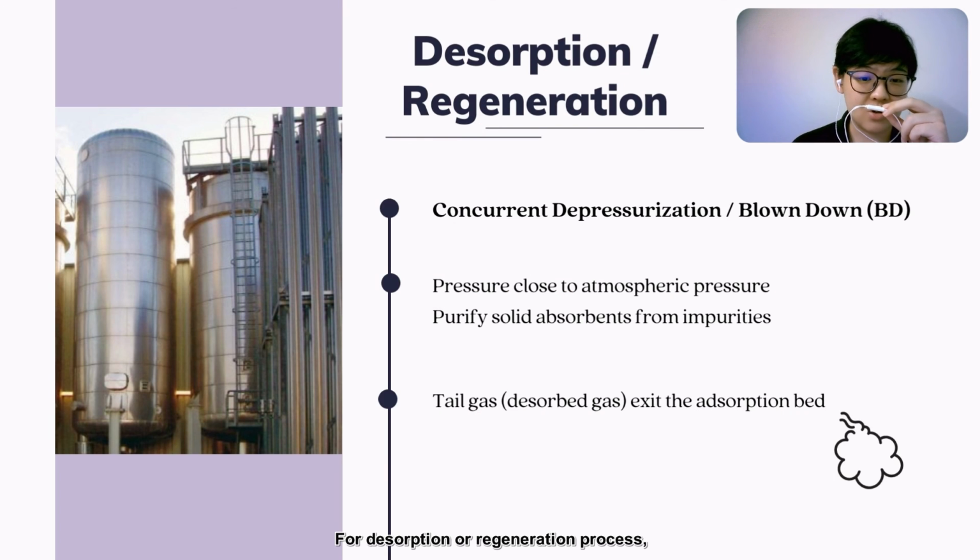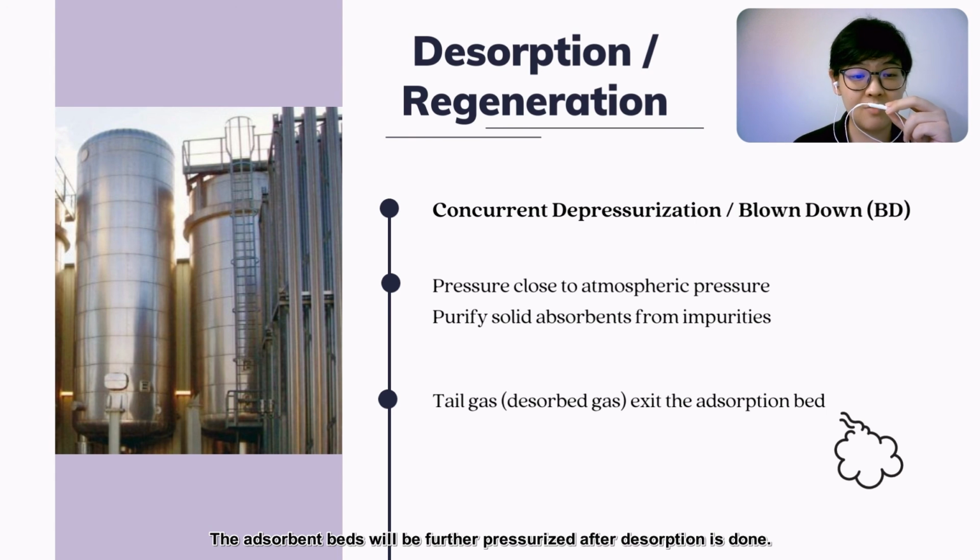For the desorption or regeneration process, by decreasing the pressure of the PSA system until close to atmospheric pressure, the solid adsorbent can be purified from the impurities. Pure hydrogen is used during the concurrent depressurization or blowdown. Tail gas that contains desorbed gases will exit the bottom of the adsorption bed. The adsorbent bed will be further pressurized after desorption is done.